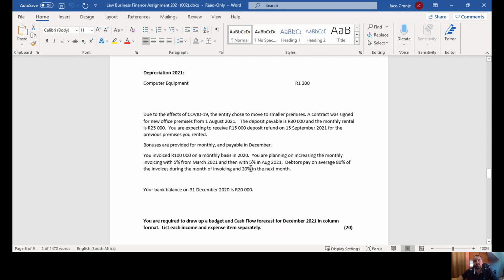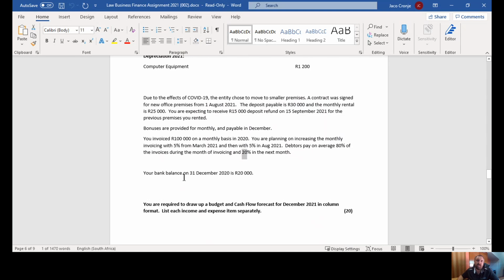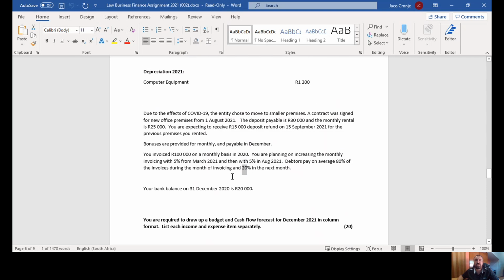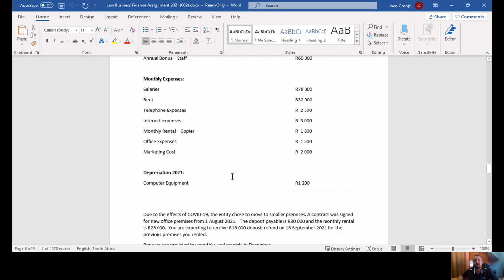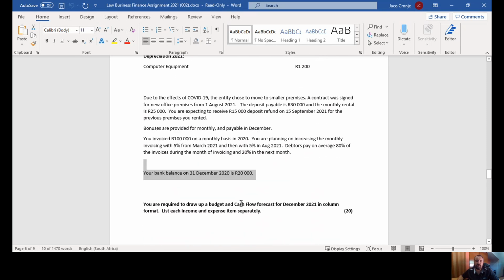Debtors pay on average 80% of the invoices during the month of invoicing. So in January, you have 100,000 Rand income. So you will already in January have 80,000 Rand coming in, and then the balance of 20% will come in Feb, and then you will just follow that through. And then it says your bank balance on 31 December 2020 is 20,000 Rand. So that basically tells us that on my cash flow forecast, that is the opening balance on my bank. So we will use that for our cash flow forecast.